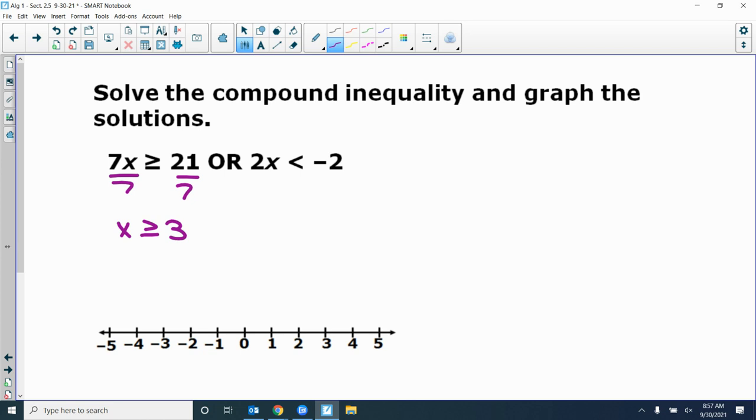Good. Got that. Jeff, how about 2x is less than negative 2? What do we do there? Divide negative 2 by 2. What's that give us? Negative 1. Tell me what to write. X is less than negative 1. All right, I agree with that.